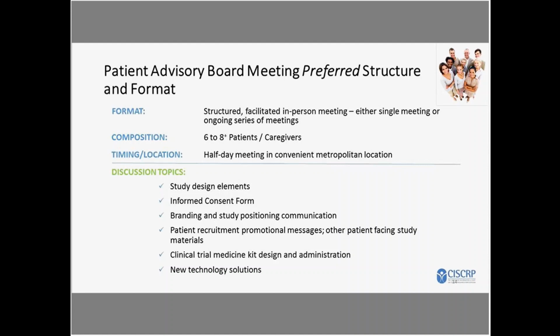It's just an in-person meeting, and it could be a single meeting or an ongoing series of meetings, depending if you have a particular initiative that you want to get feedback on at different time points. Typically, it's 6 to 8 patients and caregivers. I think that's the ideal size. It's typically your target patient population. And we also like to include a mix of prior study volunteers as well as those who don't have any clinical study volunteer experience, because I think that gives a good, diverse feedback.